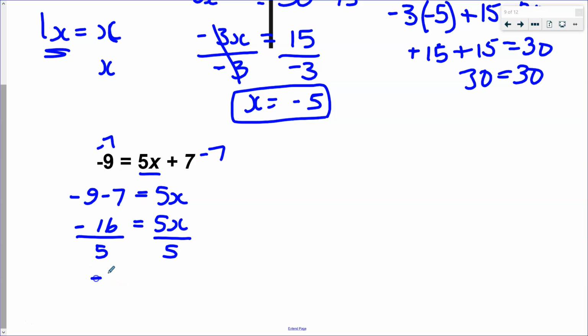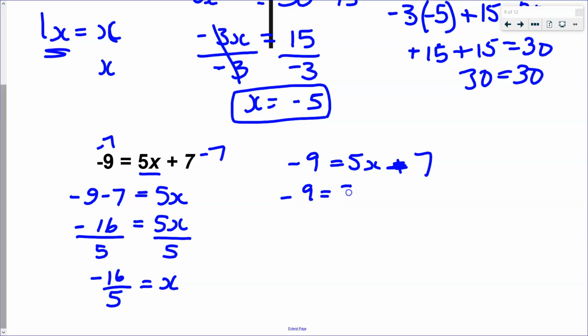and now it's like, oh gosh, this is looking ugly. But we're going to leave it just like that. And now we're going to verify or check. So I'm going to rewrite the original again. Oops, plus, pardon me, 7. -9 equals 5 times, I'm going to put that bracket, -16 over 5 plus 7.